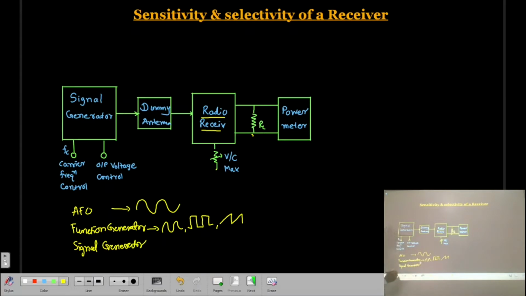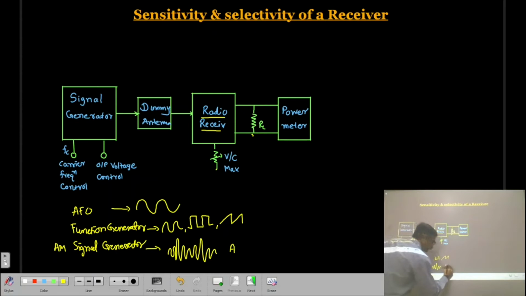Now, a signal generator can be an AM type or an FM type. If you are testing an AM receiver, then you require an AM signal generator, and this AM signal generator will generate a modulated wave like this. That's why the signal generator is connected at the input of the radio receiver.